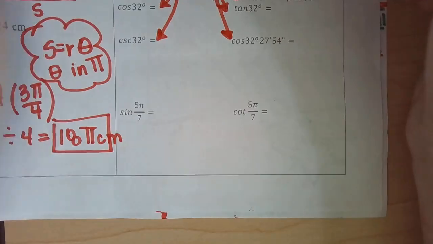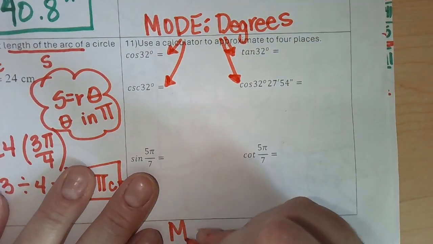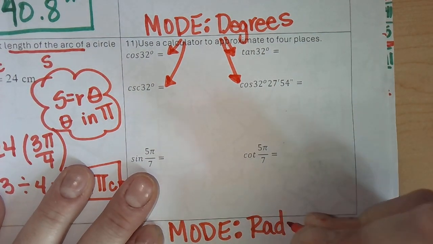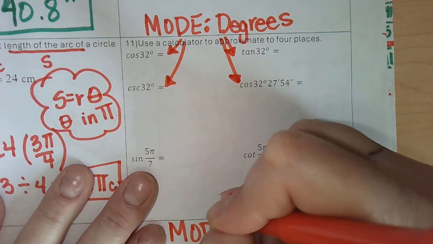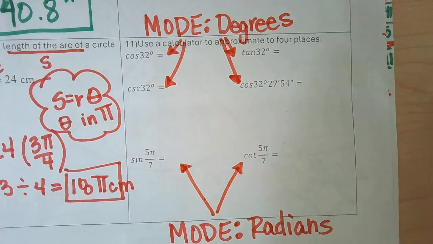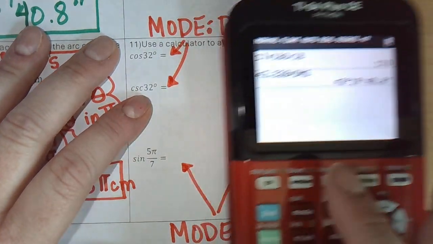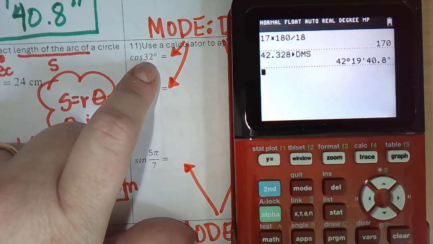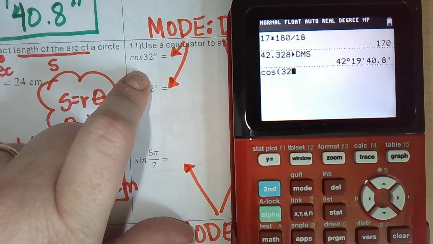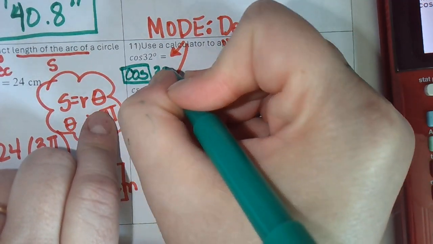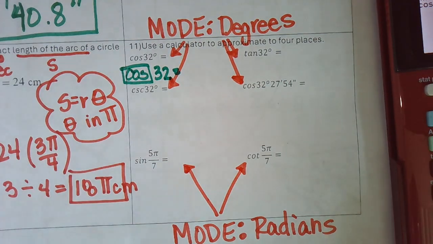But then when we get to these last two down here, since they have a pi in it, you have to be in radians. Okay, let's keep going. So first let's change our mode. Mode, degrees, good. Second, cosine 32. We're just going to type cosine and then 32. Nothing crazy. Cosine 32. And it says round to 4 decimal places.